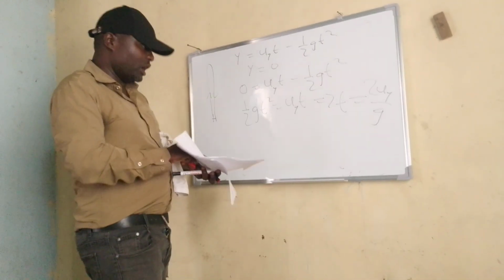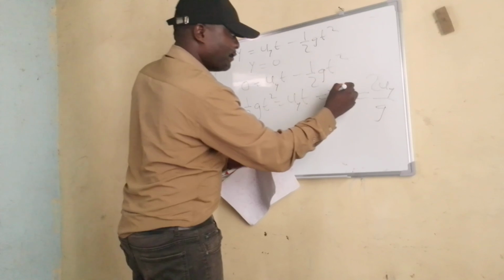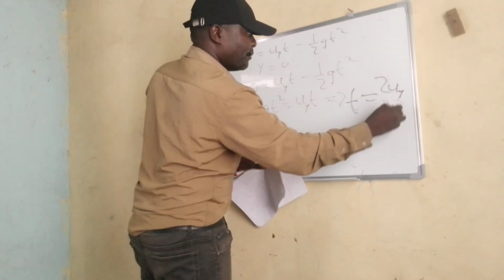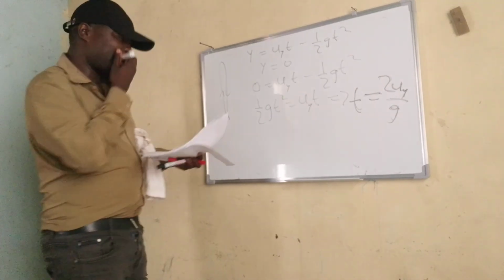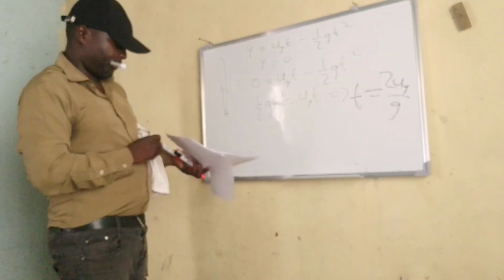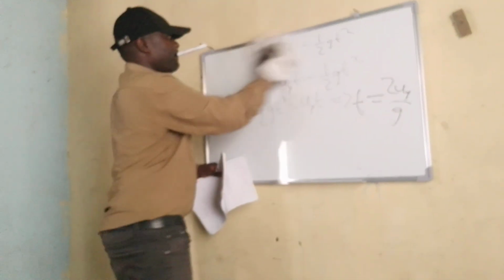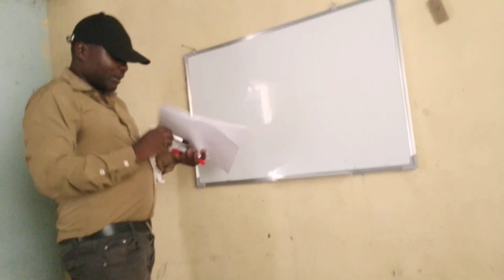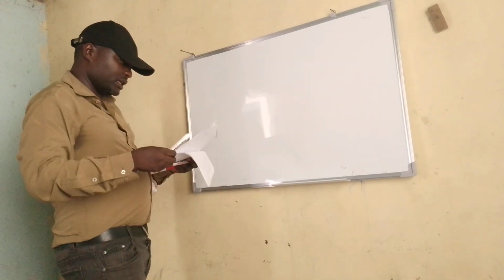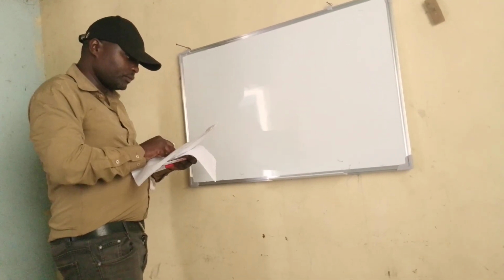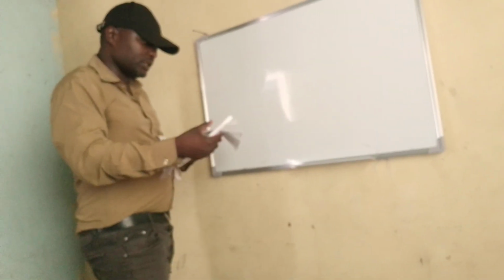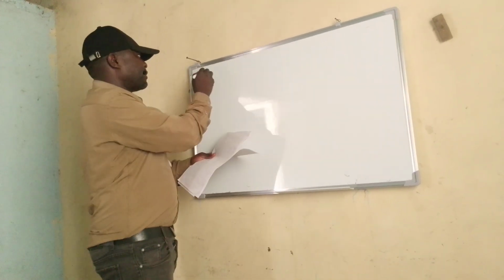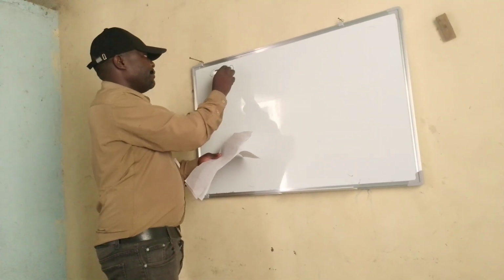So this is the formula for the time of flight if the object lands back to the original point of projection. Case 2. Second case. Suppose the object lands at a point above the point of projection.